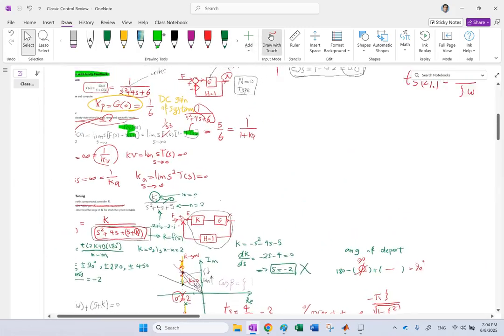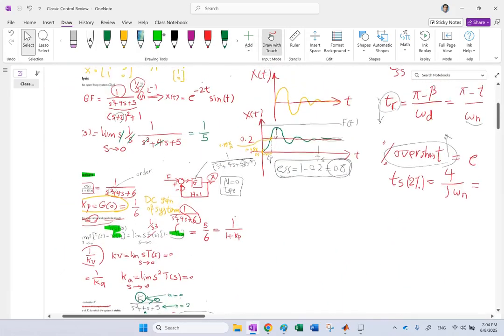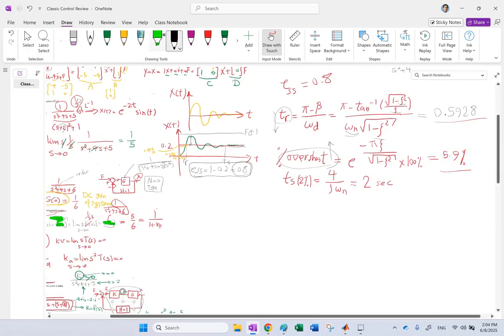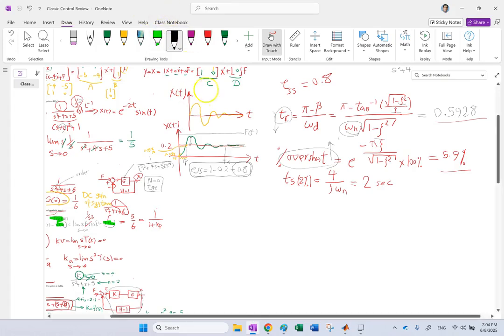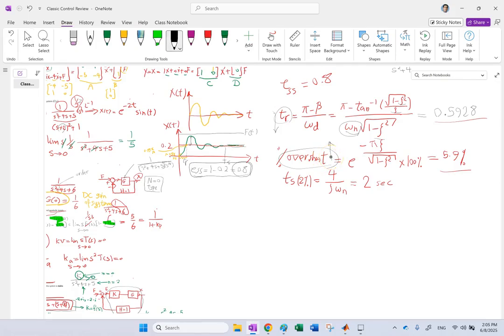And omega n appears in the denominator of the rise time. So I might be able to achieve a bigger or smaller rise time in price of some overshoot, right? So let's say, for instance, in this system, if I change my overshoot from 6% to maybe 10%, what would happen to my rise time, what gain do I need, and so on.